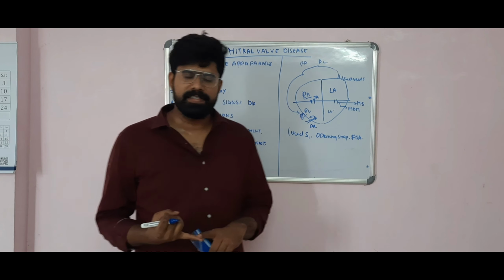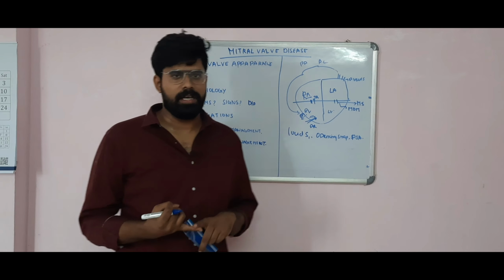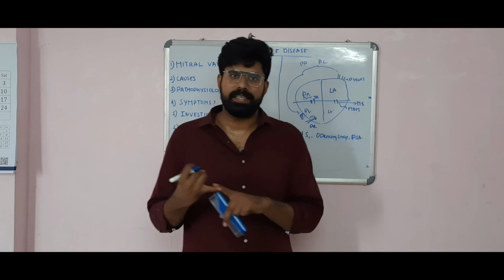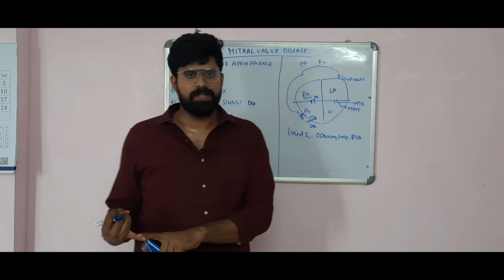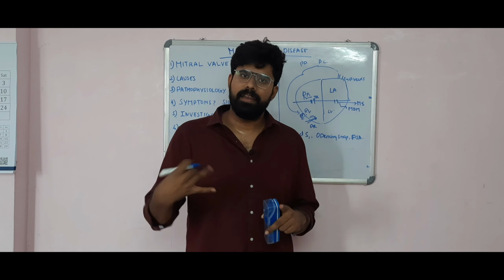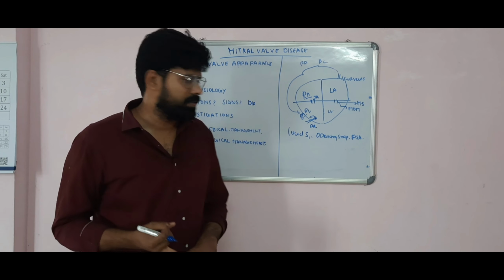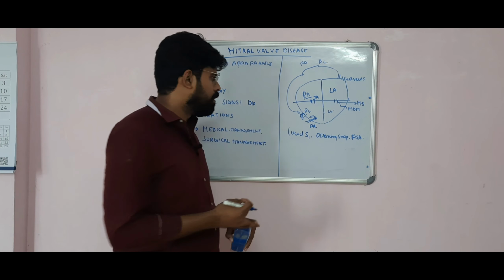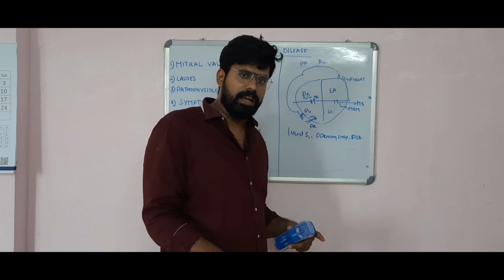So clinically, how do you assess the severity of mitral stenosis? Basically by two points. That is the duration of the diastolic murmur. When the duration of the diastolic murmur is increased, it will be a severe mitral stenosis. When the S2 to opening snap interval is narrowed, then also you can call it a severe mitral stenosis.